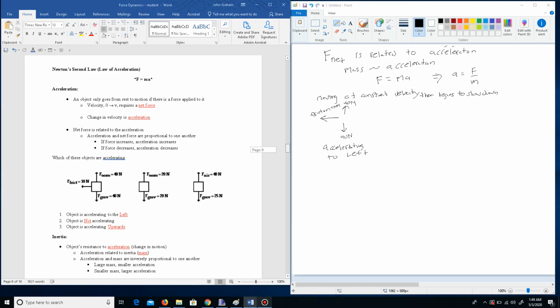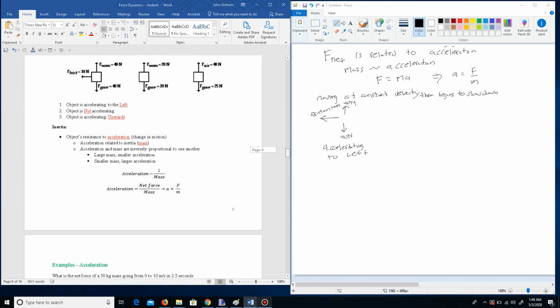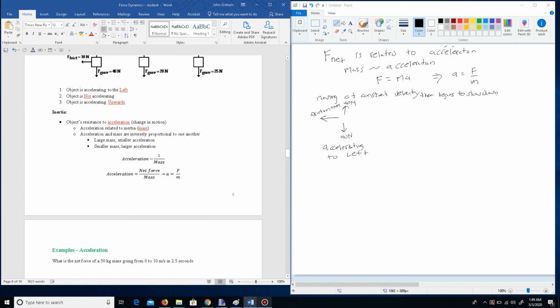We already mentioned that inertia is the object's resistance to acceleration. And so it's a resistance to change in motion. So acceleration is related to inertia, which is mass. So mass and acceleration are related. They are inversely proportional to one another, which means with a larger mass, you are looking at smaller acceleration.